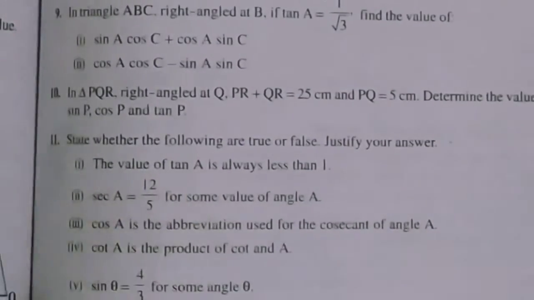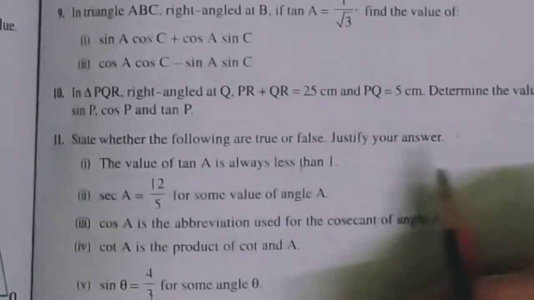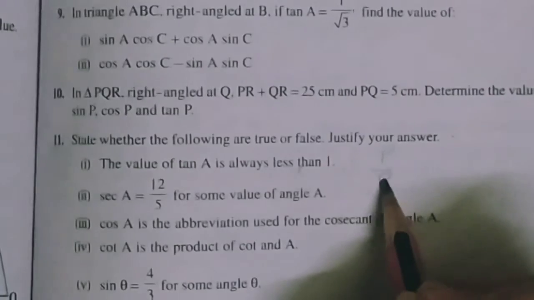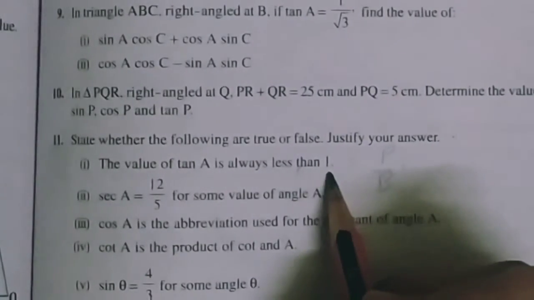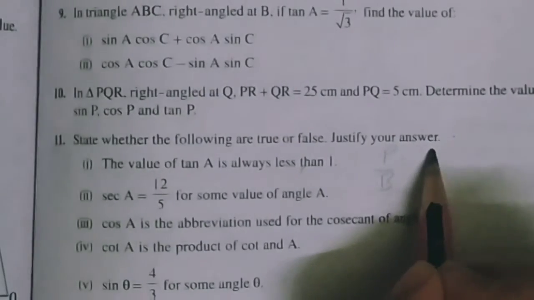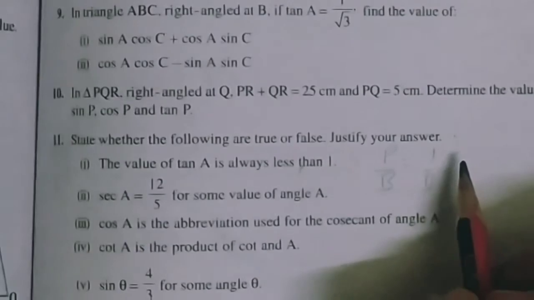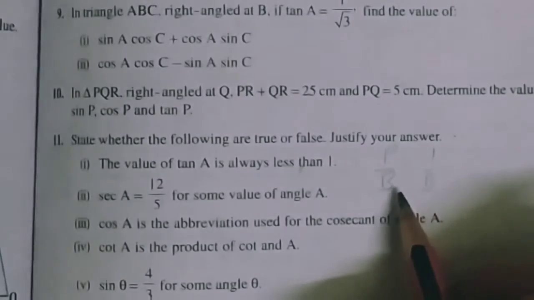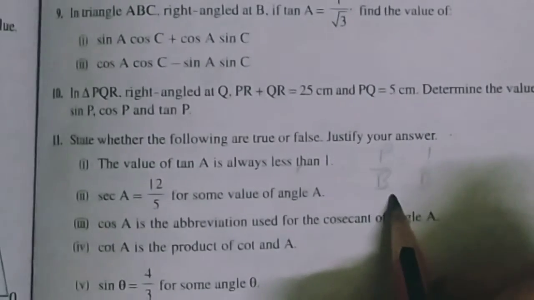So now let's do question number 11. It's true and false. So first is, the value of tan A is always less than 1. So tan is perpendicular upon base. So its value will be less than 1 if perpendicular is smaller than base. It's not compulsory that our base will always be larger than our perpendicular. It can be vice versa also. So this is false. It can be more than 1 also.